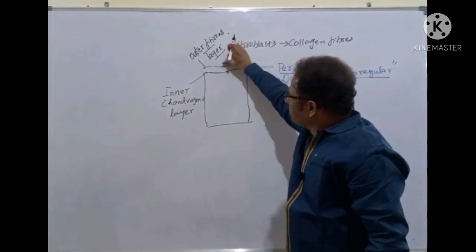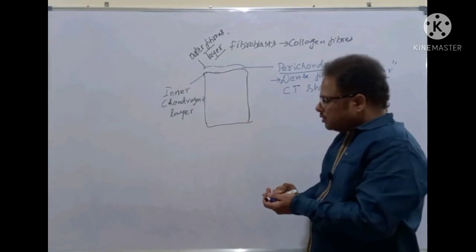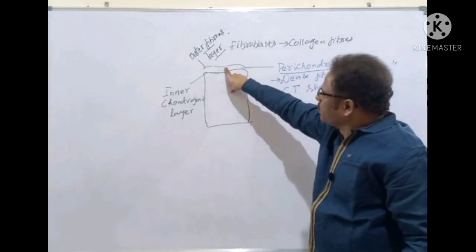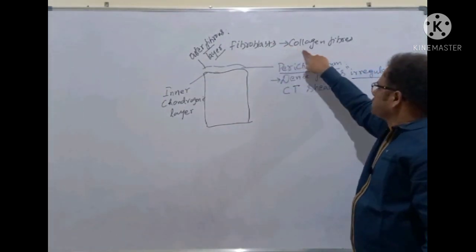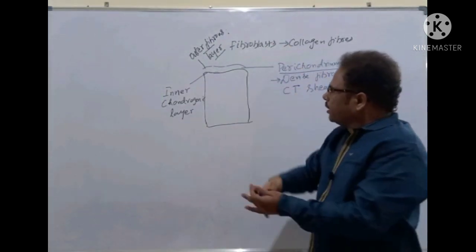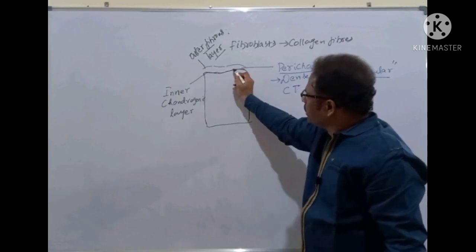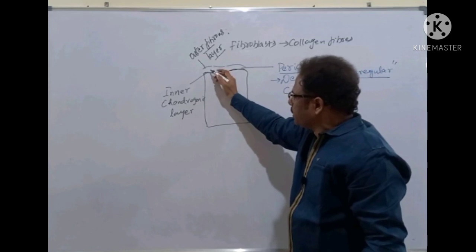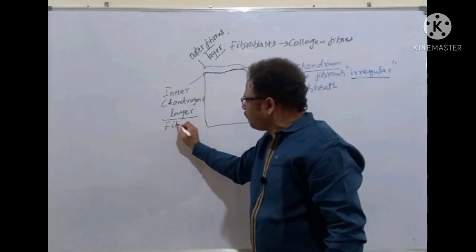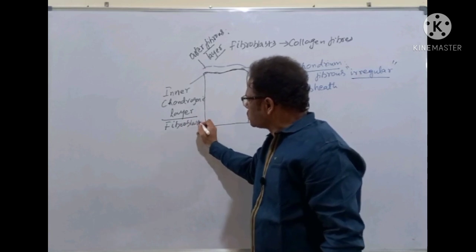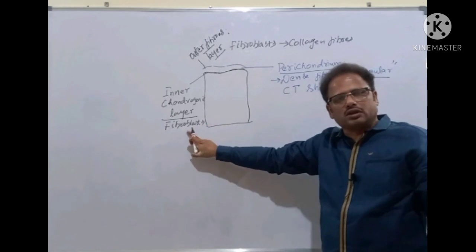This is the outer fibrous layer which contains the fibroblasts. The fibroblasts secrete the collagen fibers, and this is the inner chondrogenic layer. The inner chondrogenic layer also contains fibroblasts. Here also the fibroblasts are there.